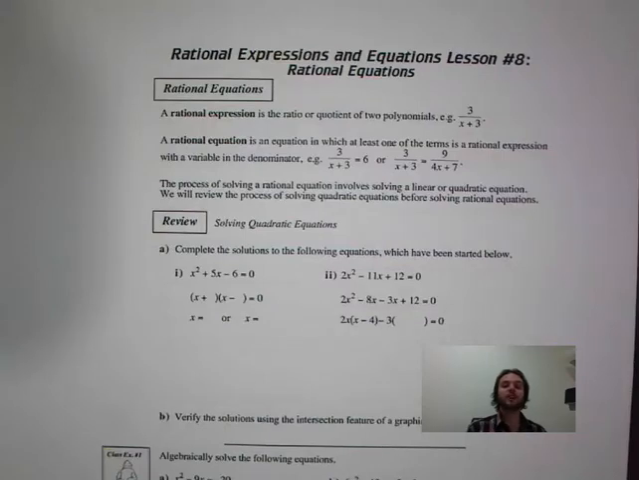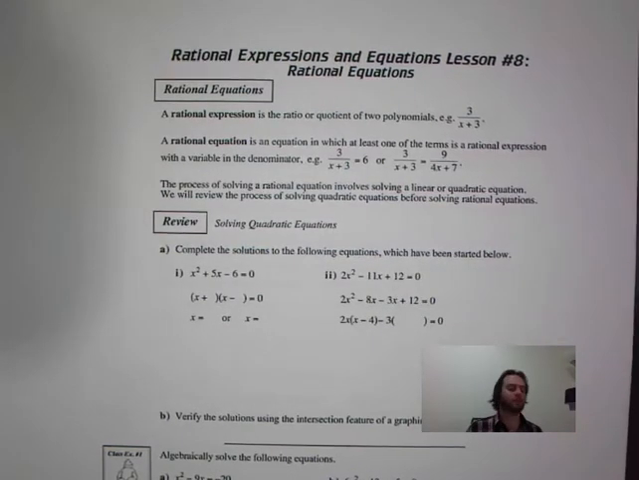Hello Math 30-2 and welcome back to your 8th lesson, which is rational equations. So basically we learned how to add and subtract rational expressions. We learned how to multiply, divide. Now we're going to learn how to solve for them, okay?